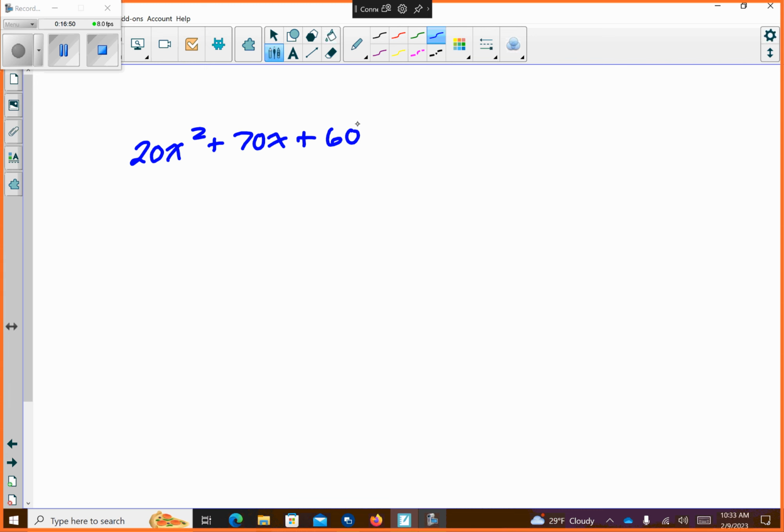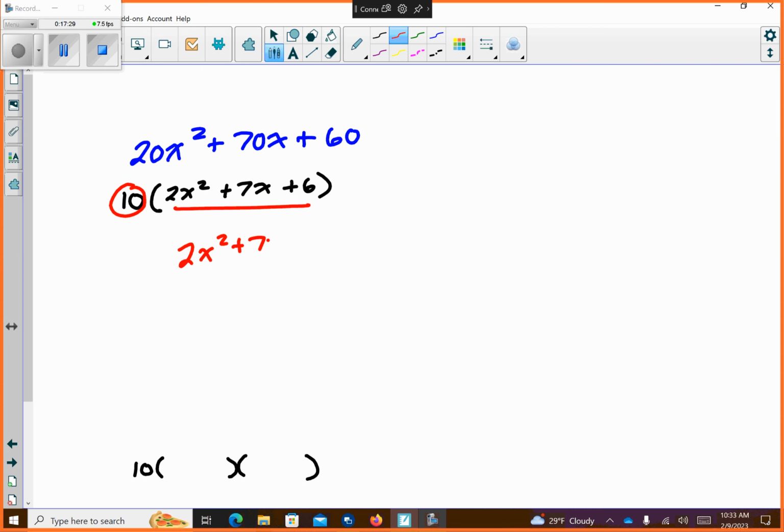10? 10 sound good? If I factor a 10 out of 20x squared, I'm left with 2x squared. If I factor a 10 out of 70x, I'm left with 7x. And if I factor a 10 out of 60, I'm left with this. Hey, friends, what do you think I should do with the 10? Yeah, bring it down and forget about it. Just bring it straight down. This is where my answer is going to live. Okay? I'm not worried about this right now. Now I'm going to focus on factoring this. Is that okay so far?